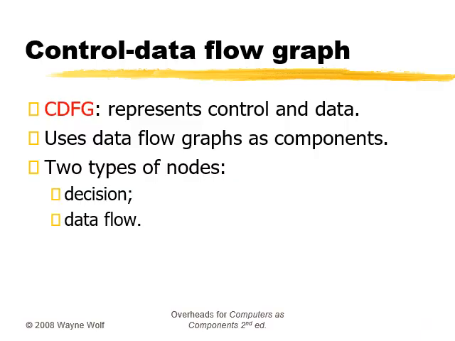As I've told you previously, in a data flow graph we just have variables and assignments, we do not have any decisions, whereas in a control data flow graph we have both control and data. We use data flow graphs as components of the CDFG. There are two types of nodes, one is the decision node and the other is the data flow node. We have already seen the data flow node. So let's have a look at the diagram of this.